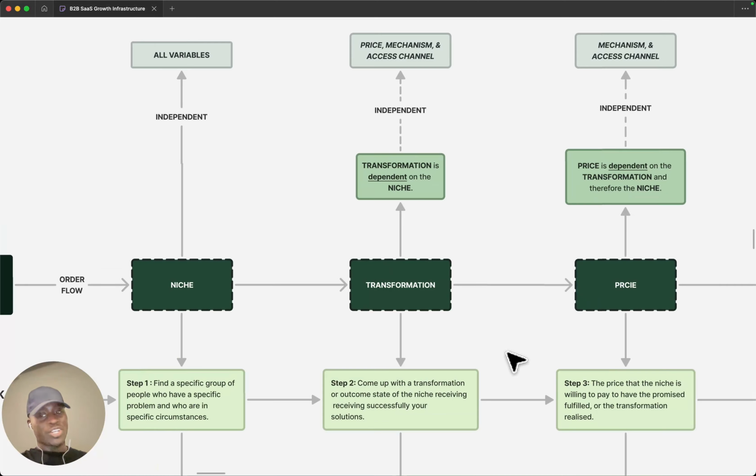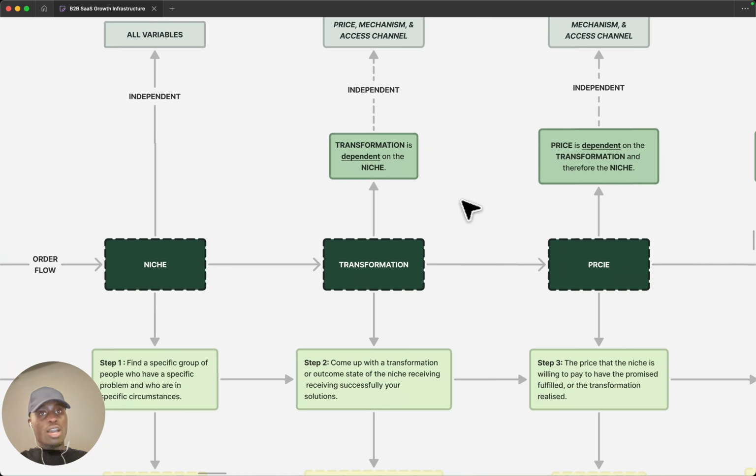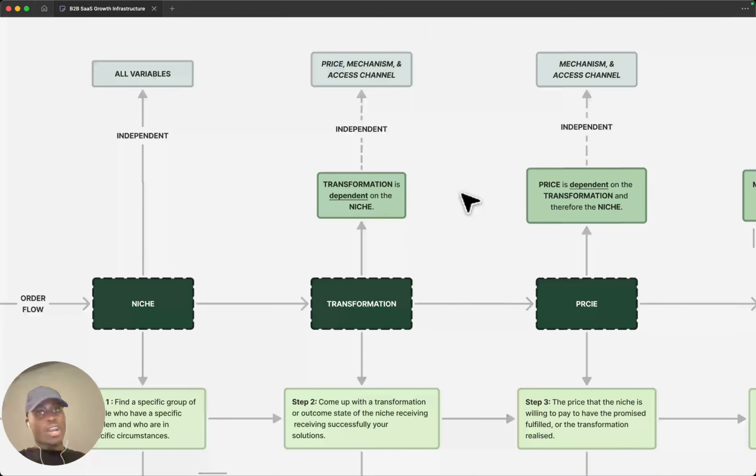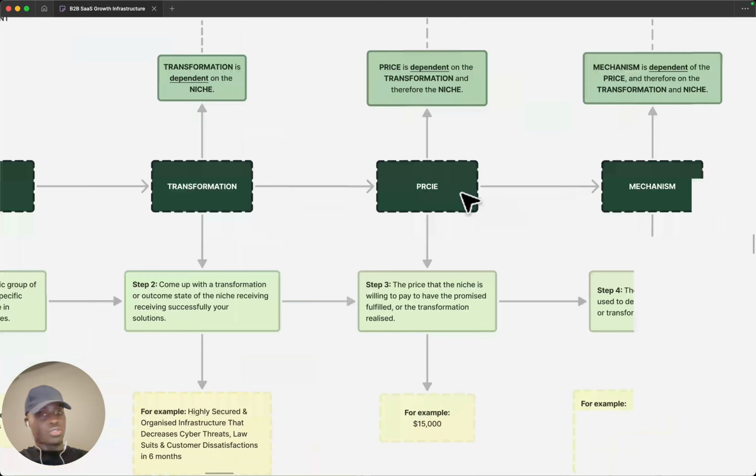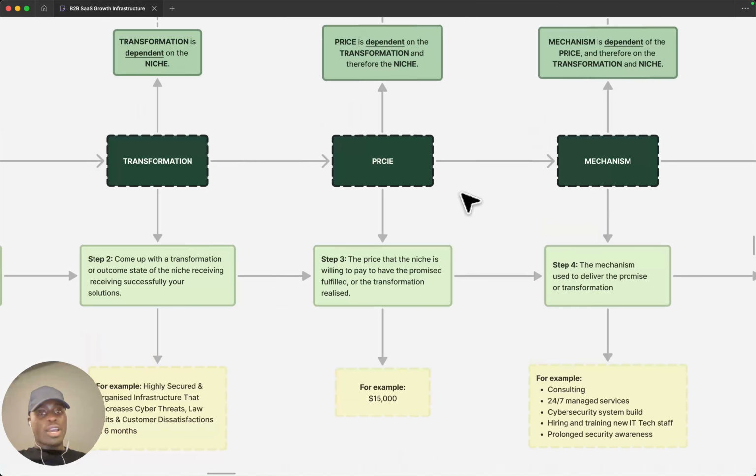Because you cannot create a transformation if you don't have a niche. And this is independent of the price, mechanism, and access channel, because this follows an order: first niche, second transformation. Step three, price. The price that the niche is willing to pay to have the promise fulfilled, or the transformation realized. So what would your customer pay for getting a highly secured and organized infrastructure that decreases cyber threats, lawsuits, and customer dissatisfaction in the period of 6 months?